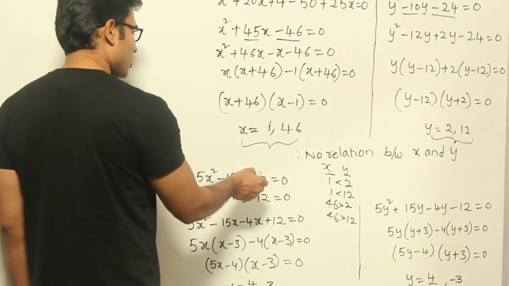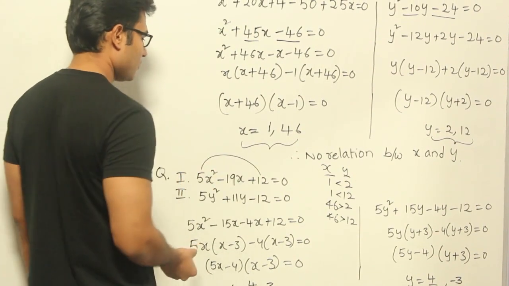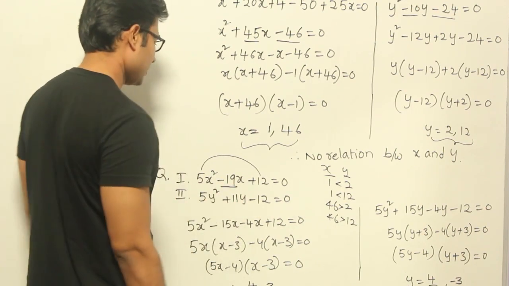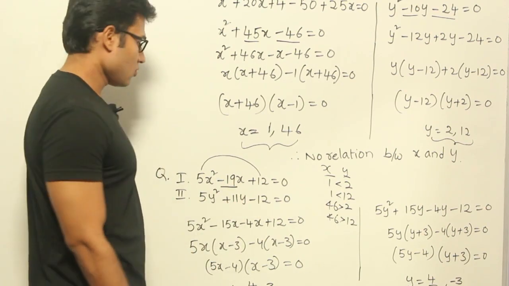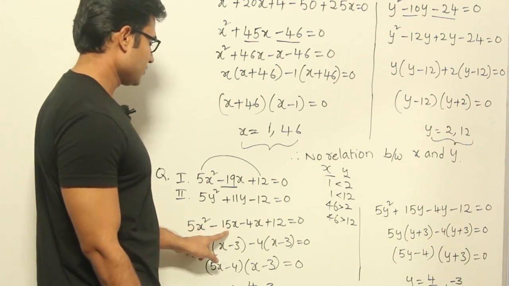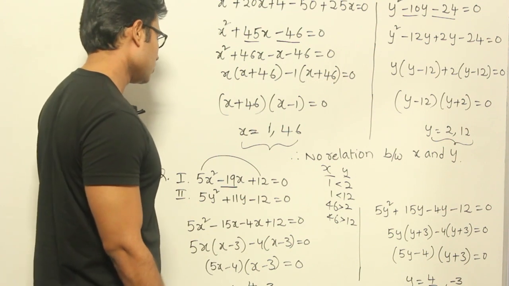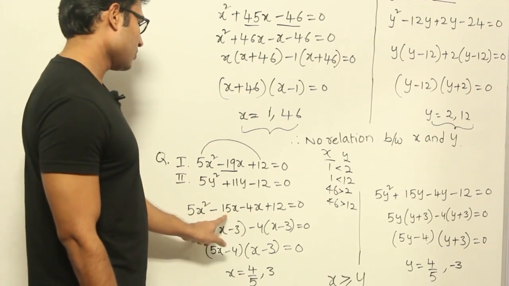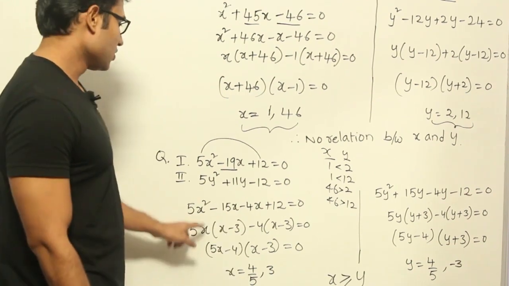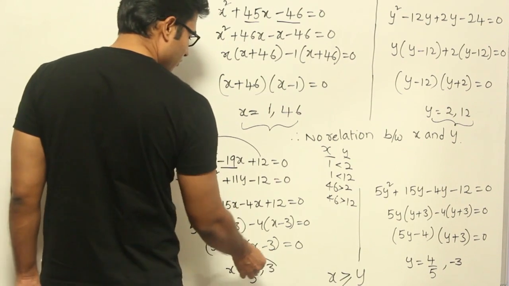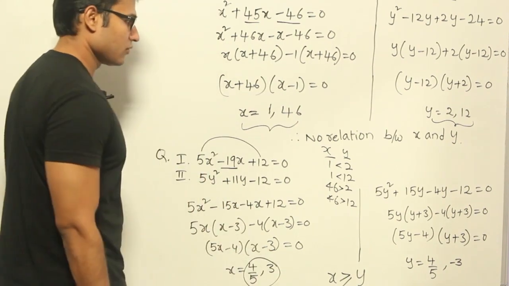And this one, 5x square minus 19x plus 12 and 5y square plus 11y minus 12. Now the product of the two numbers has to be 5 times 12, that is 60, and the sum of the two numbers has to be minus 19, right? So what are we going to get? Then in that case minus 15 and minus 4 are going to be the numbers, right? The sum of them is going to be minus 19 and the product of them is going to be 60. So using the factorization method, if you find out, 4 by 5 and 3 are the roots of it, right?